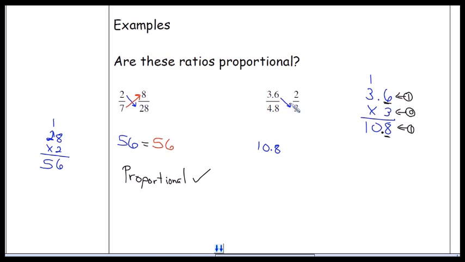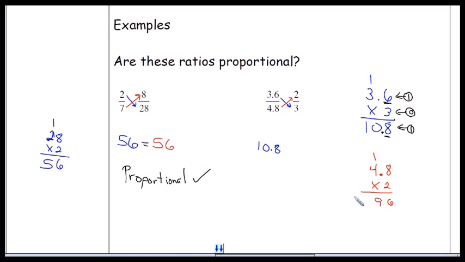Okay, here's the second one. 2 times 4.8, or 4.8 times 2. Doesn't really matter how you multiply, you get the same product, the same answer. 2 times 8 is 16, carry the 1. 2 times 4 is 8, plus 1 is 9.